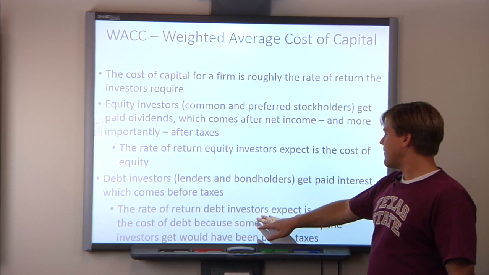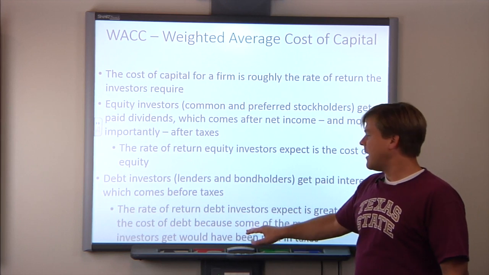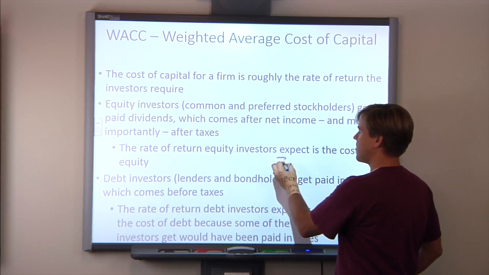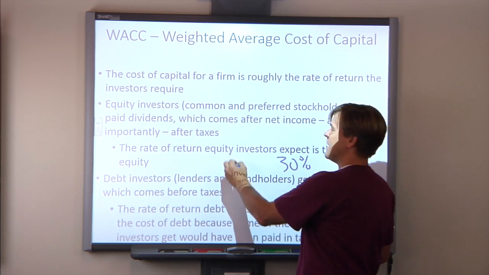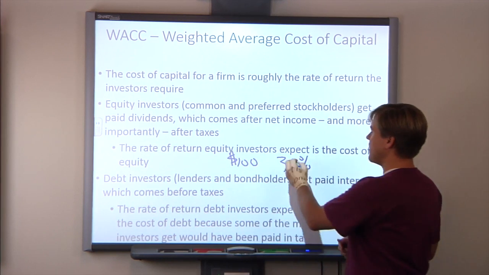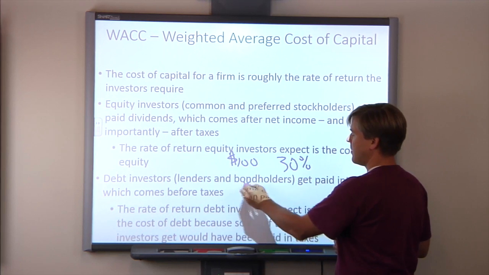So the rate of return debt investors expect is actually going to be greater than your cost of debt, because some of that money is going to go away to taxes. If the tax rate is, say, 30%, then if you give debt investors $100 in interest, 30 of those dollars would have gone to the government anyway.